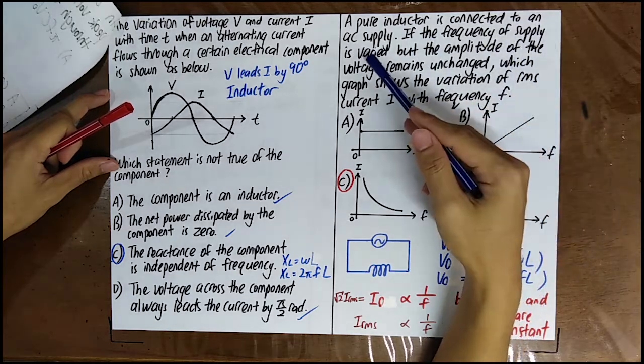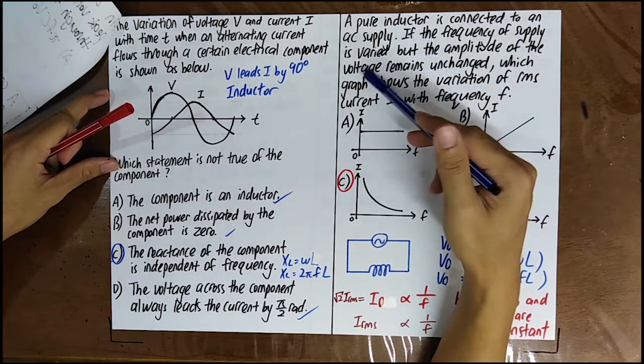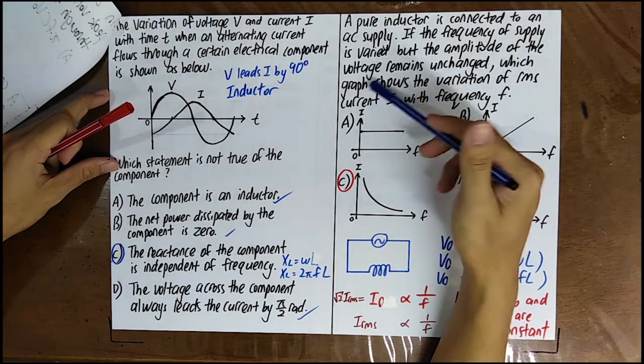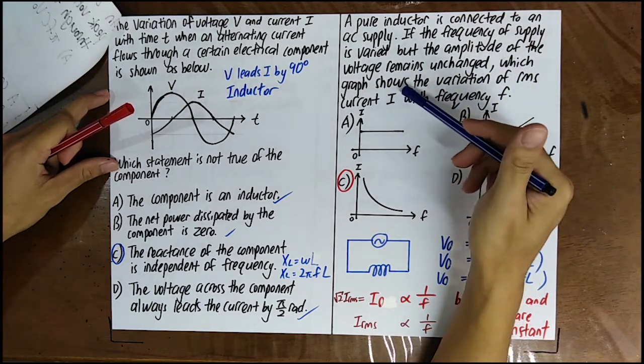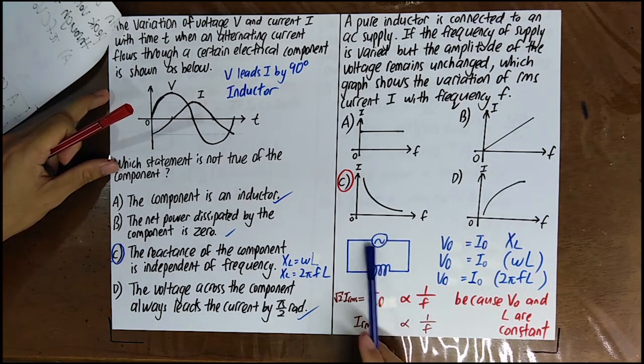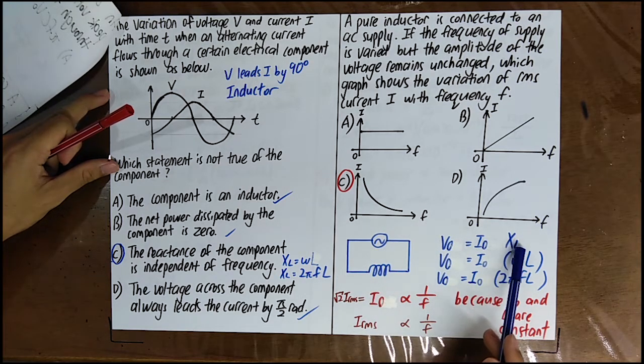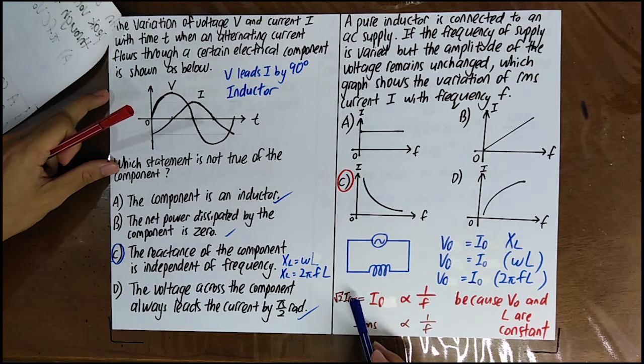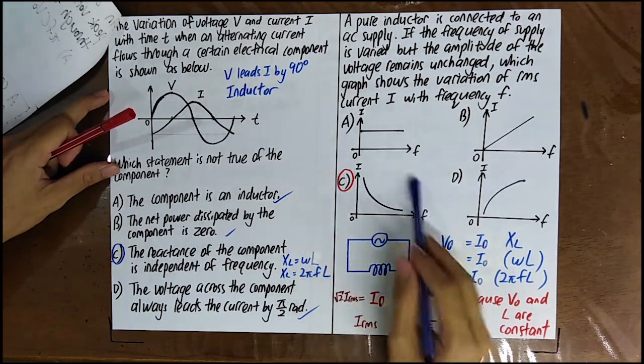A pure inductor is connected to an alternating current supply. If the frequency of supply is varied but the amplitude of the voltage remains unchanged, which graph shows the variation of root mean square current I with frequency f? Okay, this is the alternating current supply. This is the inductor. V0 equal to I0 XL, XL equal to omega L. I0 equal to square root 2 IRMS, because you already remember IRMS equal to I0 over square root 2. So you know that IRMS is inversely proportional to the frequency, and so this should be the answer.